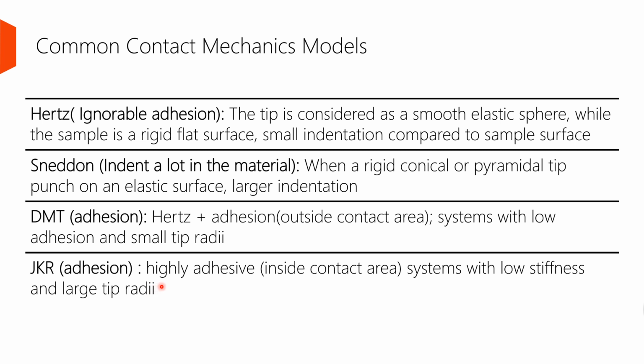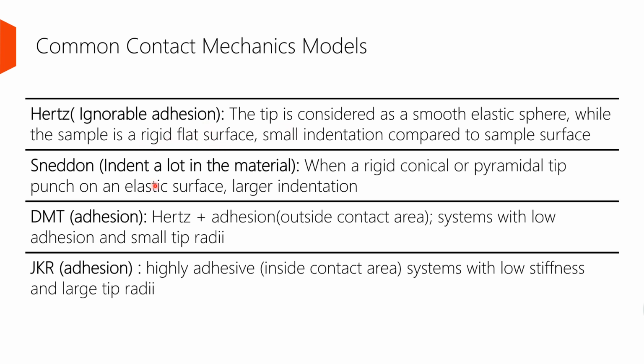There are quite a lot of models that describe the tip-sample interaction. One of the most classic ones is the Hertz model in 1881. It describes two solid surfaces interacting with each other. One is an elastic sphere and the other is a flat surface. It assumes small indentations compared to the sample, and more importantly, the surface adhesion is ignored in this model.